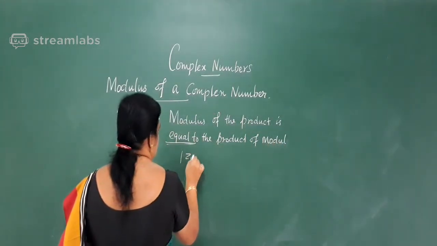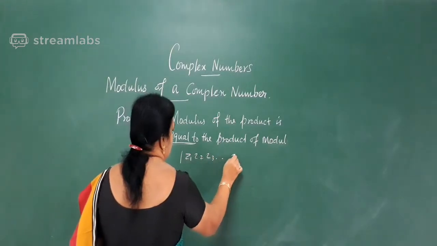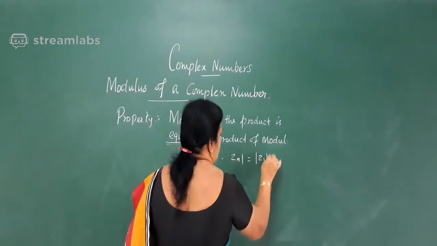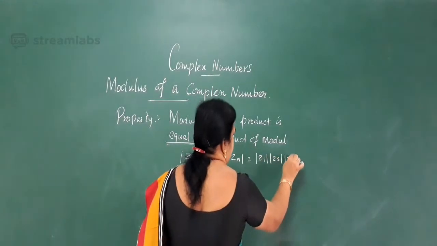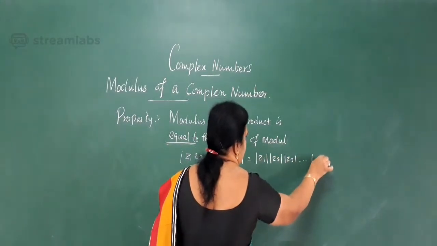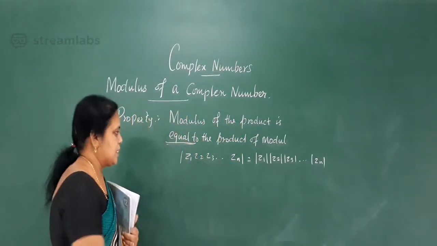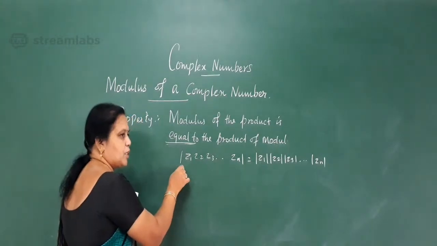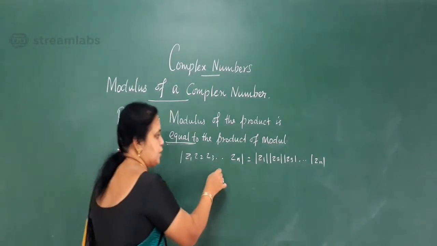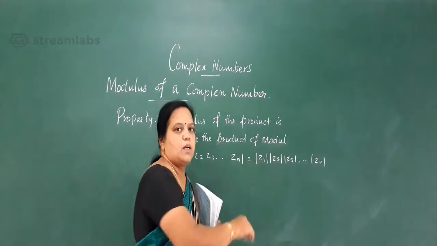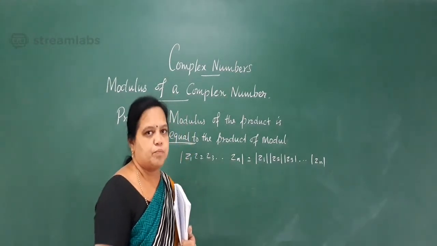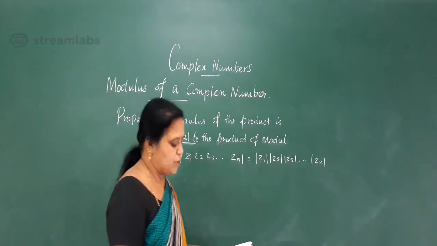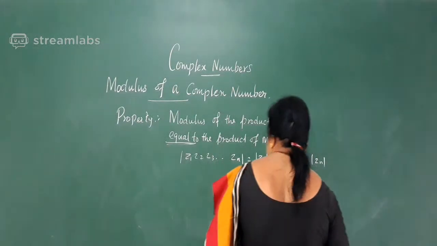Modulus of z1 z2 z3 up to zn is equal to mod z1 mod z2 mod z3 up to mod zn. Okay, here what is that? The modulus of a product of complex numbers is equal to the product of the moduli of the complex numbers, isn't it? This is the thing I have mentioned here. Now we are going to see example 2.9.